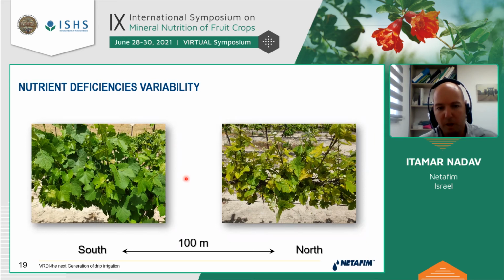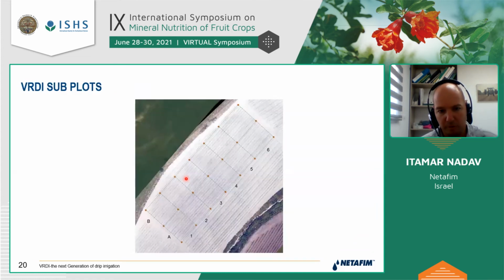So here comes the question: why apply so much fertilizer to the entire plot when it's not needed in the entire plot? So this is the potential and place that variable rate nutrition can come to assist.